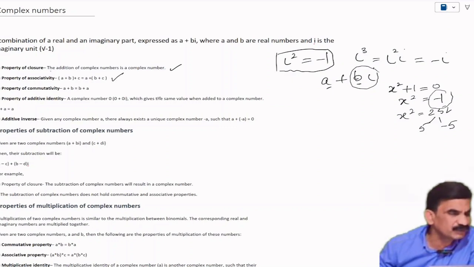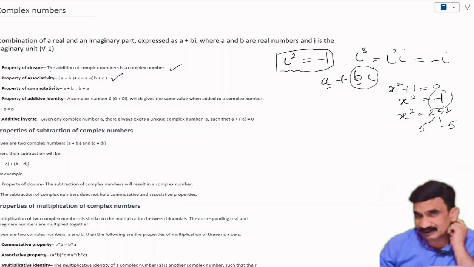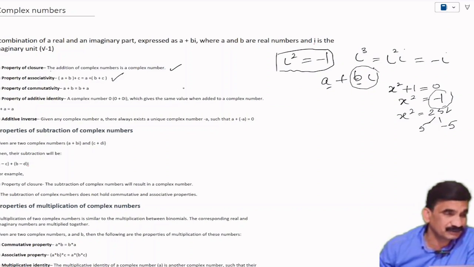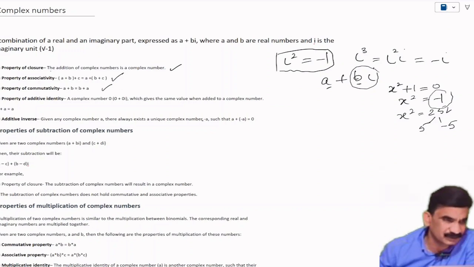Associativity means the order of addition will not matter. There are three numbers a, b, c. You add a plus b and then c, or you add a plus c then b. It will not matter. Then commutativity: in addition, it doesn't matter whether you add 3 to 4 or 4 to 3. Similarly is the case with complex numbers.